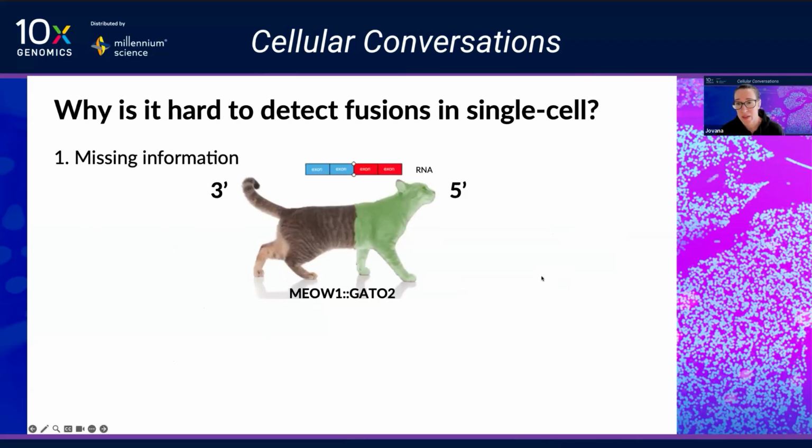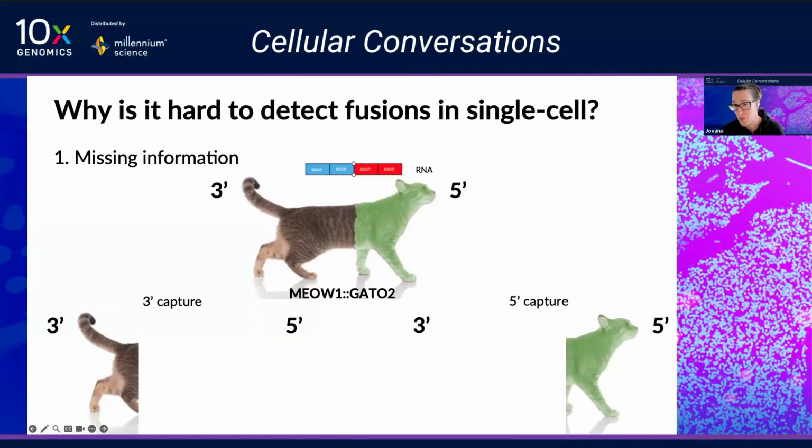Well, part of the reason is that, depending on what protocol you're using, you might just be missing information. So if this cat here is our fusion gene, where two parts of different genes are stuck together, and this is our RNA, then we're trying to target this break in the middle. If you're doing 3' capture, you only get the tail. It's very rare that you'd be able to capture this breakpoint. And the same with a 5' capture, you might just not be sequencing the bit that you need to be able to detect the fusion signal.